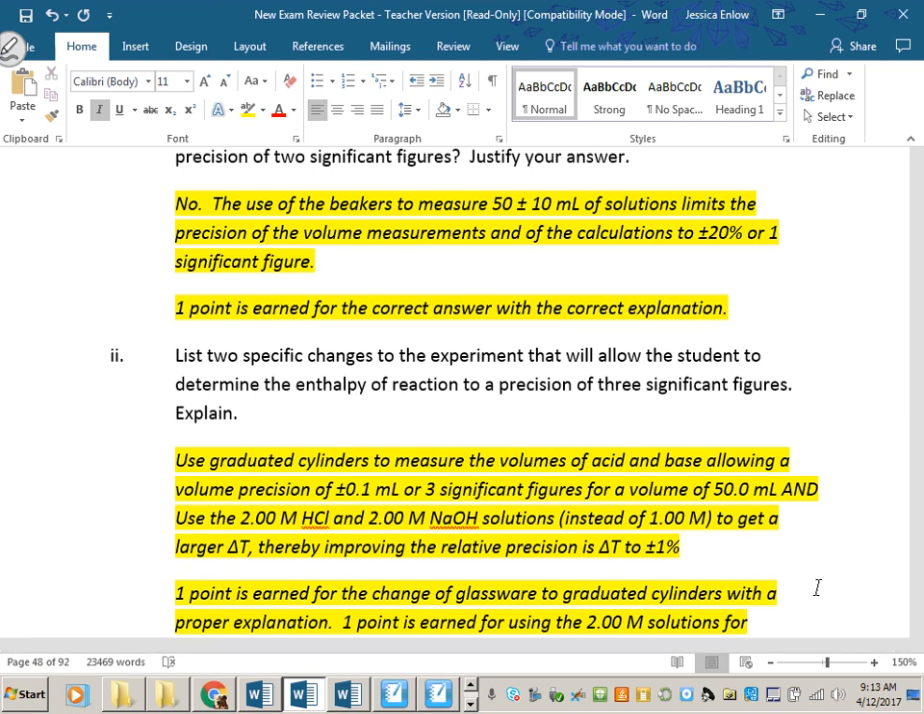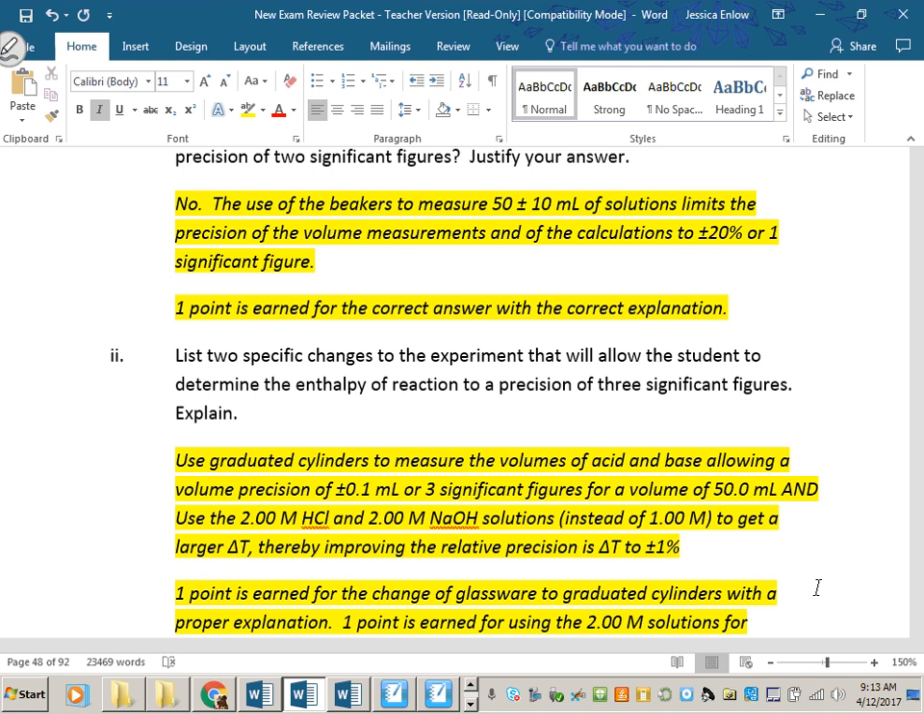Okay. So this question, what page is this in the packet? 34. Thank you. Okay, so this is where the person had to determine if their materials would allow them to get to sig figs. And you guys had this big conversation yesterday. I was like, we'll go over it soon. So they are using the beakers, right?